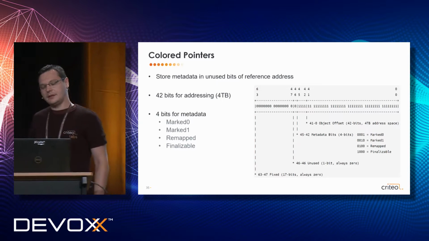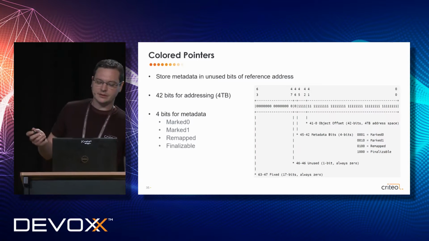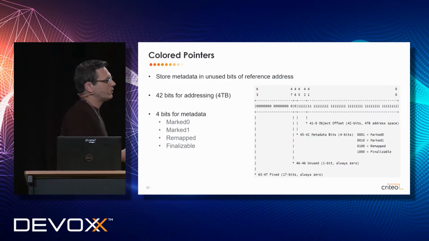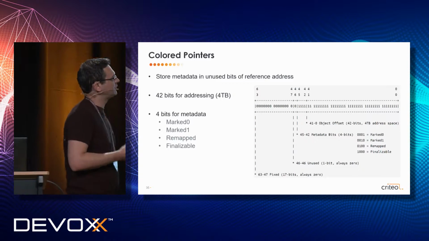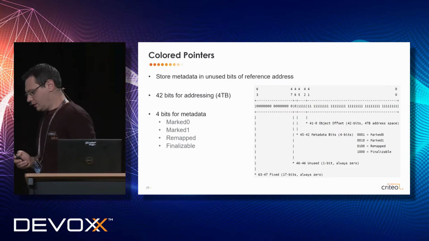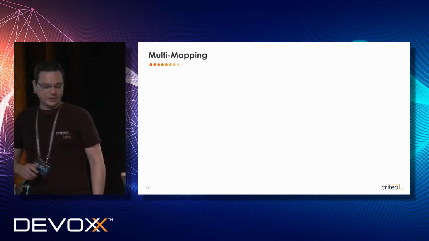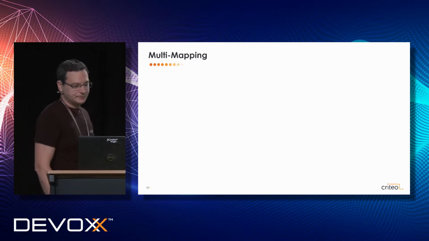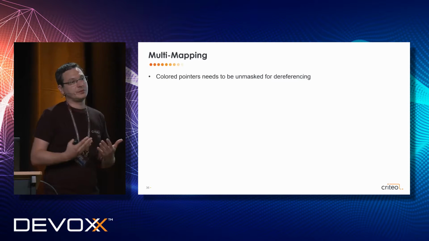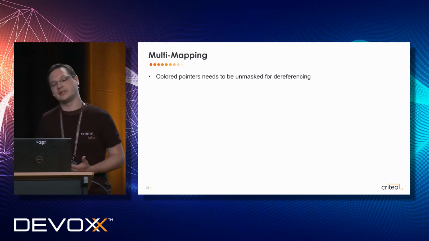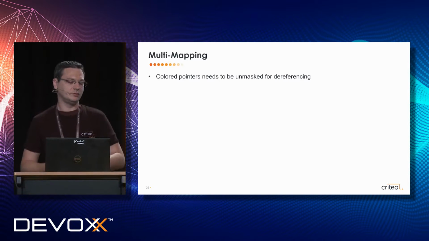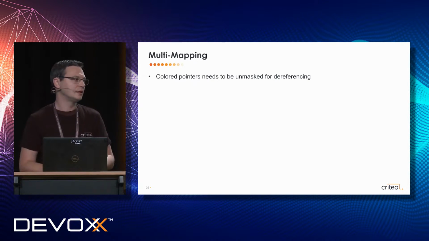I think for JDK 13, they will increase this limit to 16 terabytes using 2 more bits. Still, we have some space. Also, they use a particular trick about multimapping. So when you use colored pointers, you have this metadata stored in the reference address, and to get to the correct address, you need to unmask this metadata.